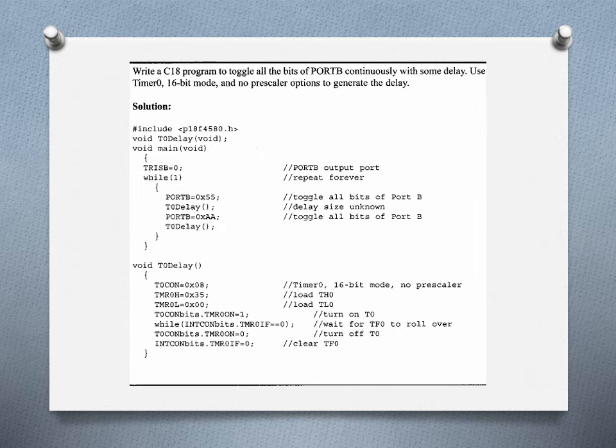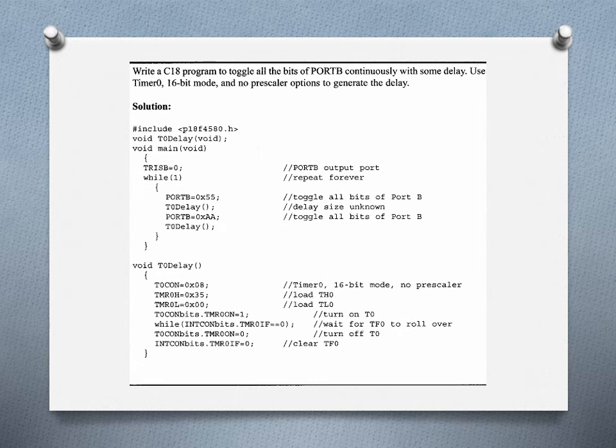Write a C18 program to toggle. Toggle is nothing but to complement. So if you have given a value of 1, the value should become 0. So you should understand that toggling and calling a delay will create a wave. So you will get an output of a wave.